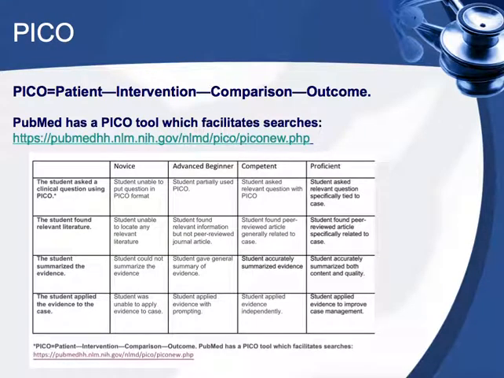Next is PICO. PICO again is Patient, Intervention, Comparison, and Outcome. It's a search tool that helps to facilitate good literature. This is a screenshot of the PICO rubric as it applies to the Dreyfus model: novice, advanced beginner, competent, and proficient. Please pause the video if you need to review the PICO format and questions as related to the Dreyfus model.